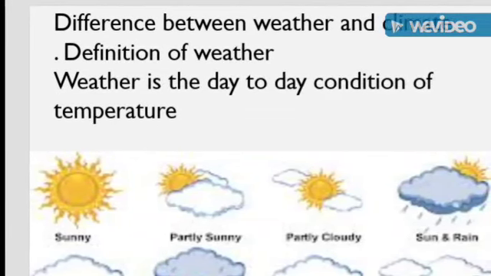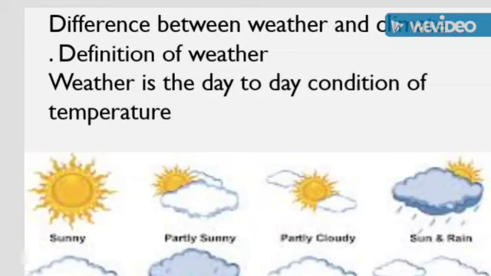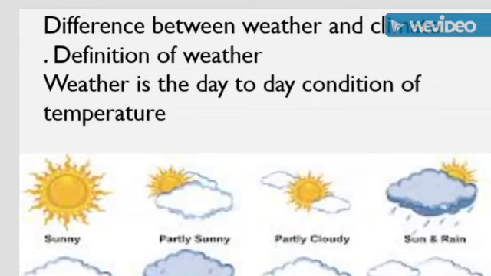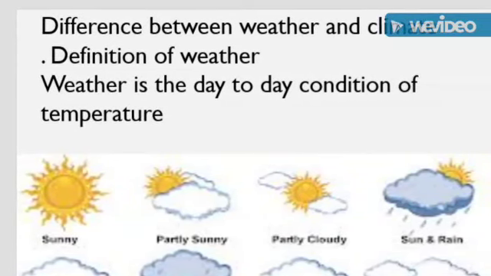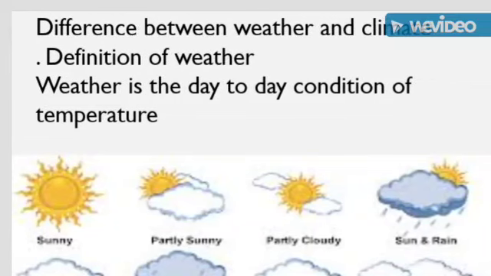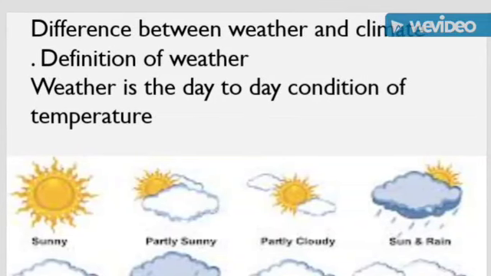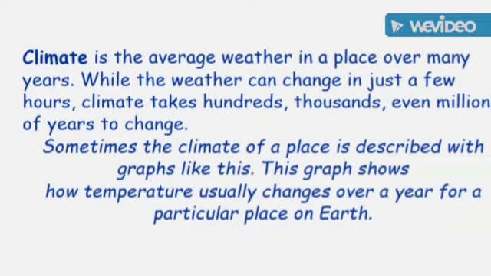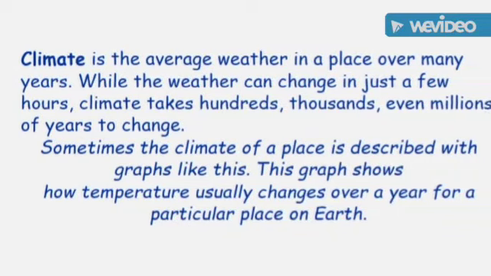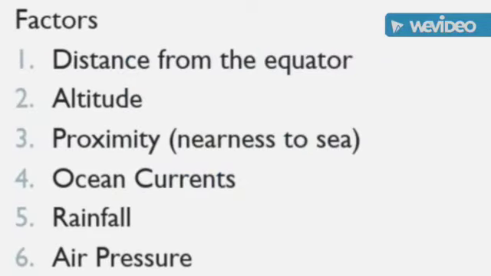Hope you understand. For your convenience, I will just revise the main points of today's topic. First, we discussed the difference between weather and climate. Weather is daily climatic conditions like sunny, cloudy, windy, rainy, hot, cold. And weather is also the condition of day-to-day temperature. And climate is the average of weather conditions over a whole year, and it is observed and recorded for several years, usually 30 years.